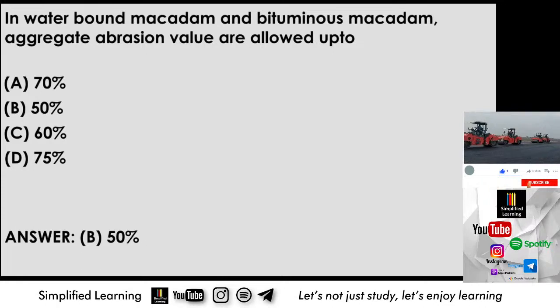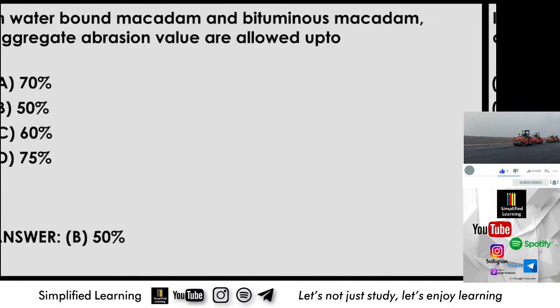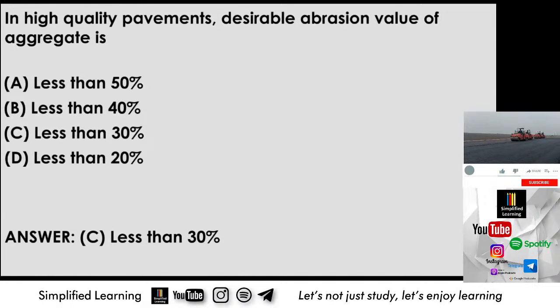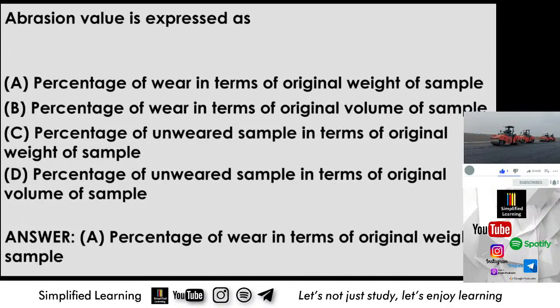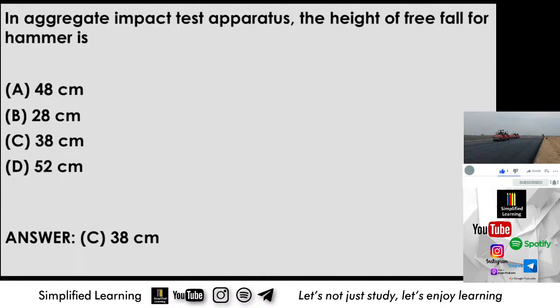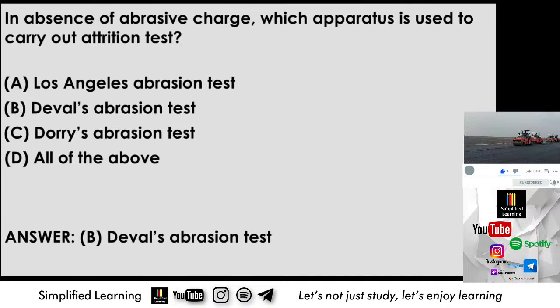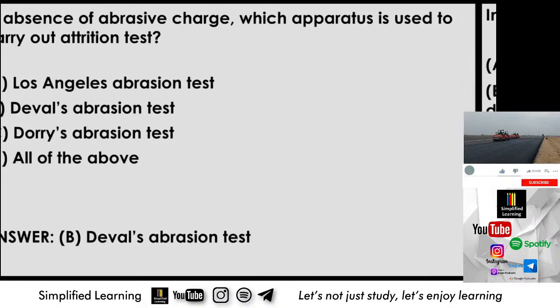In water-bound macadam WBM and bituminous macadam, aggregate abrasion value is allowed up to 50%. In high quality pavement, desirable abrasion value of aggregate is less than 30%. Abrasion value is expressed as percentage of wear in terms of original weight of sample. In aggregate impact test apparatus, the height of free fall for the hammer is 38 cm. In absence of abrasive charge, which apparatus is used to carry out attrition test? It is Deval's abrasion test.